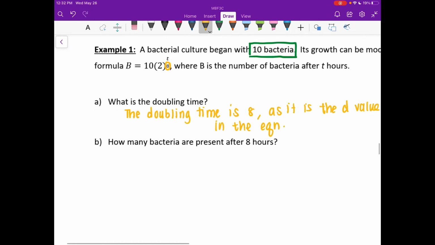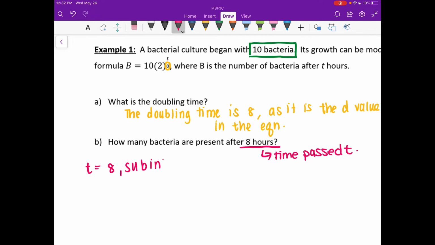So then it asks us how much bacteria are present after 8 hours. So after 8 hours is the time that has passed, which we know is represented by the T value. So T is going to be equal to 8. So I'm just going to sub that in. Sub into formula.